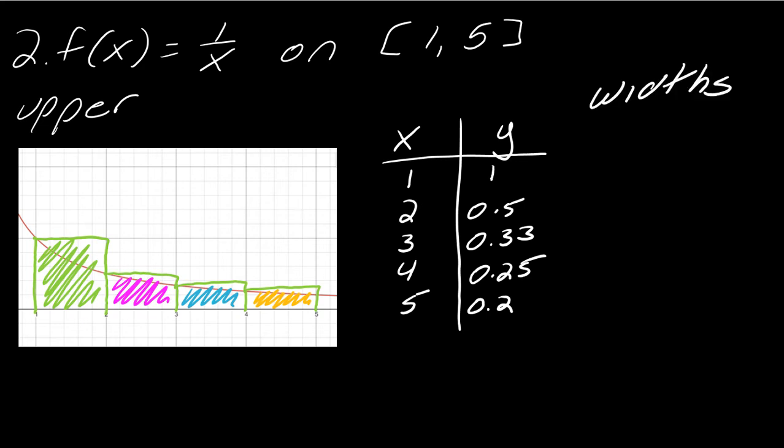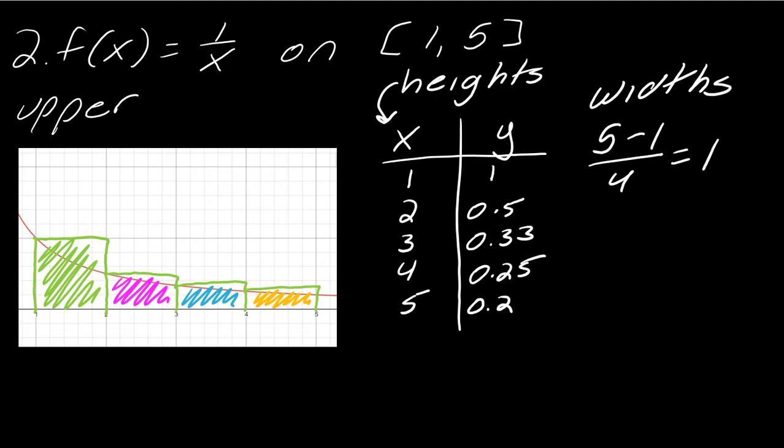So first things first, we've got to figure out what are the widths of all of these rectangles. And so that's where I can take this interval, the length of the interval divided by the 4 subintervals. So we probably could tell this just by looking at this, but I always like to show the calculation once. So the widths of everything are 1. And then to figure out the heights of these rectangles, that's the point of having this table.